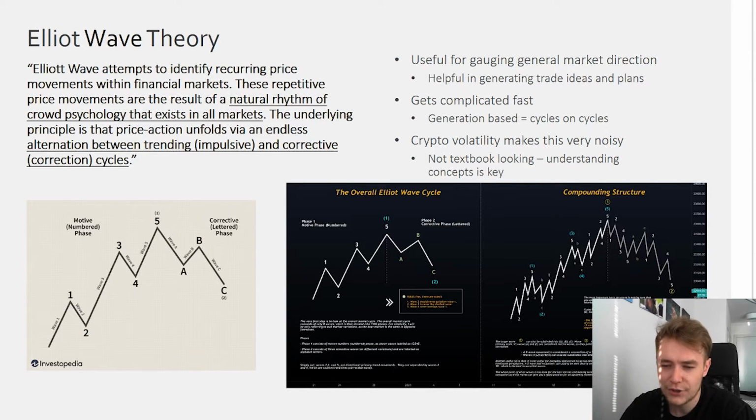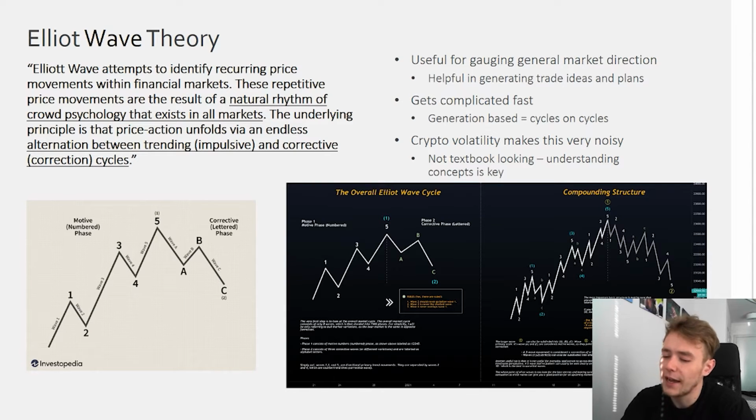And this is a pattern of price action, which moves, alternating between trending moves, which are impulsive, and then corrective moves, which are against the trend, or the greater trend. We'll get into this in a second here. So what are some of the pros and cons?